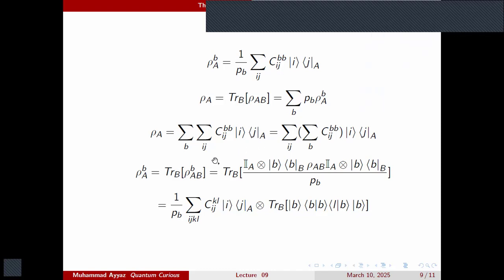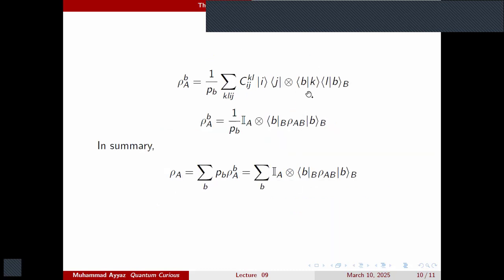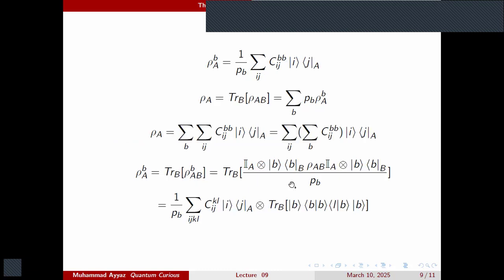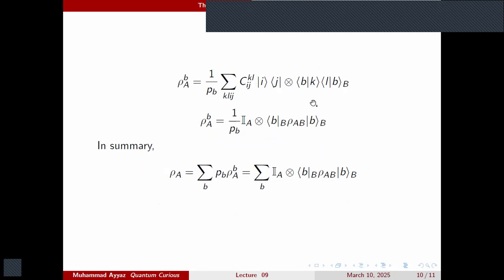So again, we can see that in order to obtain the reduced state in an alternative way, we have to take trace B of the expression of the post measurement state, and we get this form if we plug in the general form of the joint state rho AB. In this case, we did use the cyclic property of the trace, and we obtained that form of expression.